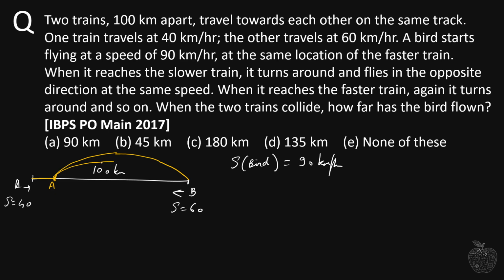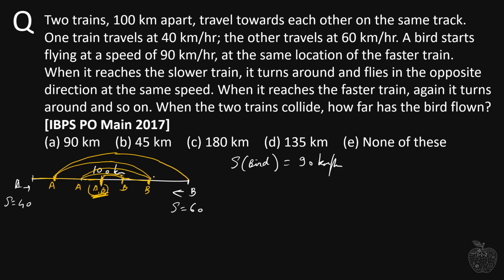While the bird is flying, B must have already traveled some distance, right? Now B is here. So the bird comes to the faster train and again turns around. Again A must have already traveled some distance, so A is here. It comes here, turns around. B must have already traveled some distance, so B is here, and it turns around again. Now A and B collide with each other and the bird stops flying.